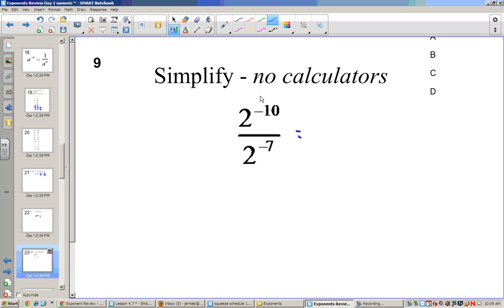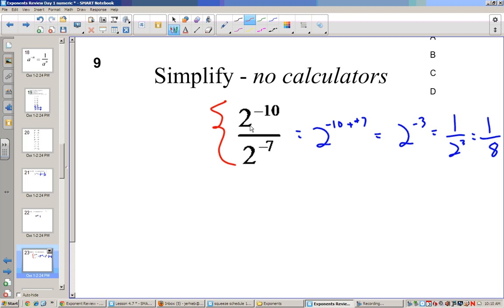All right, now this problem, there's a couple of different ways we can do this. Maybe the easiest one is just to say 2 to the negative 10 minus negative 7. That means that it's 2 to the negative third, which is 1 over 2 to the third, which is 1 eighth. Now, there's something else that we're going to need to know. Even if you can do it this way, you need to think about this for a second.